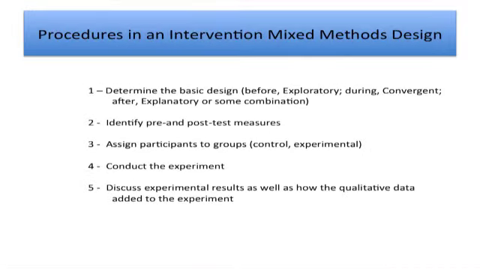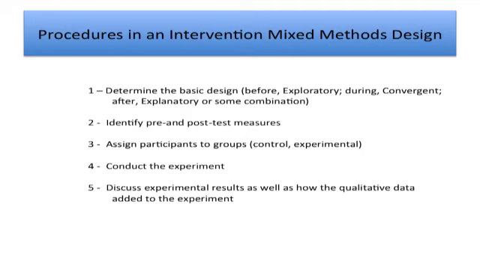So here are some of the steps in doing an intervention mixed methods design. First of all, determine which type of basic design you are using. Are you gathering qualitative before the experiment so that qualitative precedes quantitative? That's an exploratory design. Are you gathering it during the experiment, a convergent design? Or are you gathering qualitative data after the experiment is over, an explanatory design, where the experiment is the quantitative phase followed by the qualitative?